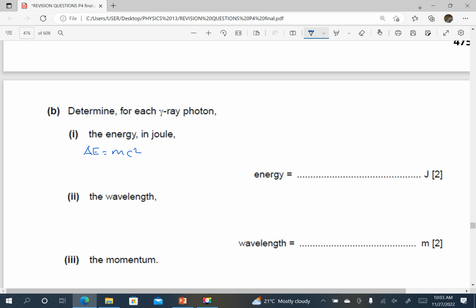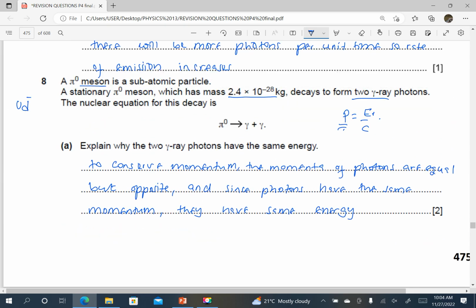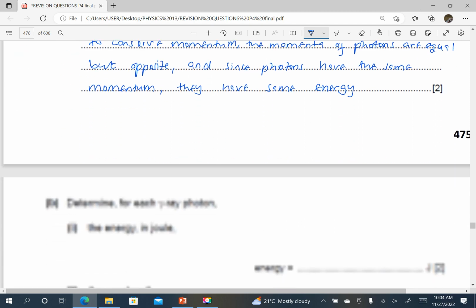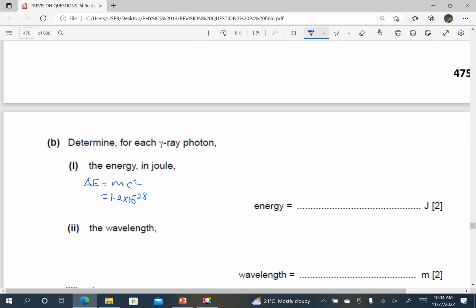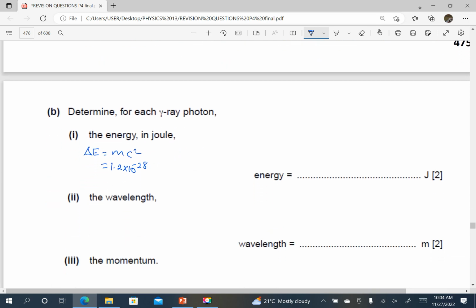That mass gave two particles. So we are going to divide that mass by 2 to get the mass of one particle. So for one particle, the mass will be half of that, so it will be 1.2 times 10 power negative 28. If there are two particles, this mass is giving us two particles, and we want only one particle, so we just divide that mass by 2. So this is going to be equal to 1.2 times 10 power negative 28. Then I multiply this by 3 times 10 power 8, and this is squared.